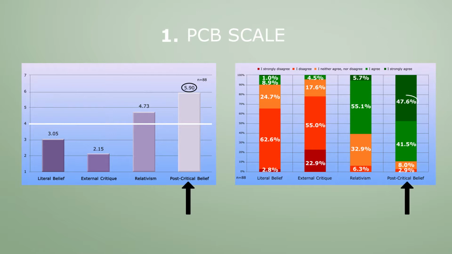On the right, we see that 47.6% of the 88 respondents strongly agree with post-critical belief, 41.5% agree, 8% neither agree nor disagree, and 2.9% disagree. These results make clear that a majority of the respondents prefer a symbolically mediated post-critical belief rather than a literal belief. At the same time, a small majority leans to relativism, which also handles religion in an open and interpretive way, but from a non-believing point of view. However, in this school, there is almost no support basis for strong criticism of religion.